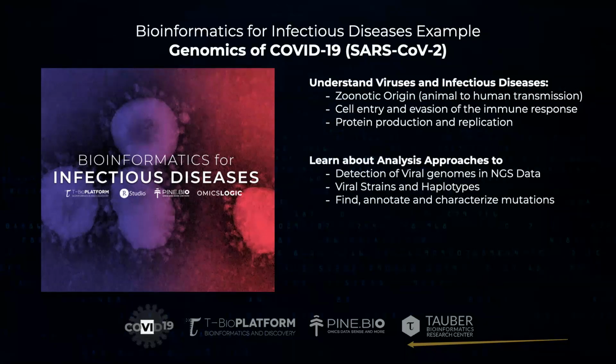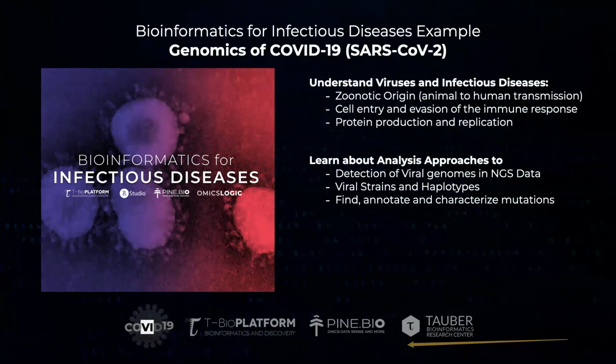We'll talk about different analysis approaches that help us detect viral genomes in next generation sequencing data. When you take a sample from a bat, a pangolin, or a human, how do you know that there is a virus using next generation sequencing? We'll talk about viral strains and haplotypes. We often talk about FASTA files of those assembled genomes, and in those genomes, we really cannot find a lot of the detailed variation that typically occurs in patient samples.